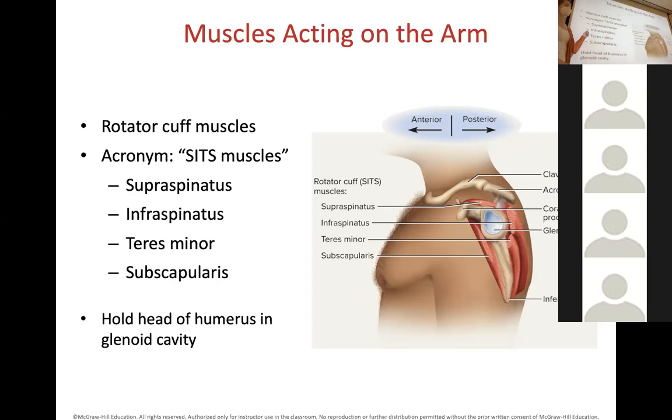And teres minor, there is a teres major that you need to know. It's not part of the rotator cuff. The teres minor is on the back side of the scapula. So teres minor is here. Subscapularis means under the scapula. So if you peeled off somebody's scapula, it would be right underneath there. So here you have subscapularis, underneath the scapula.